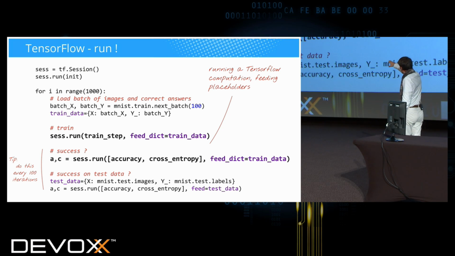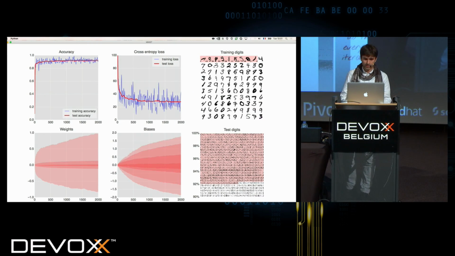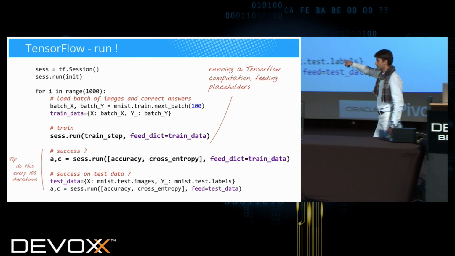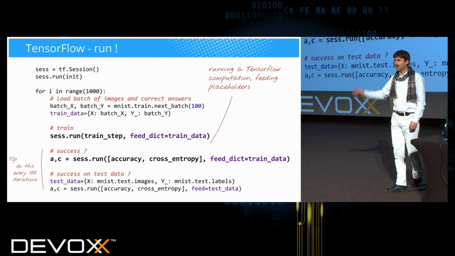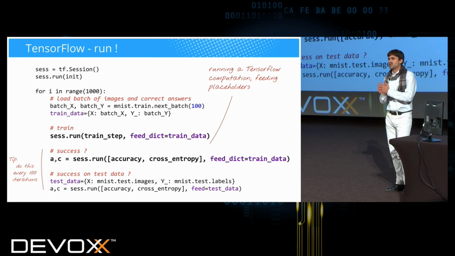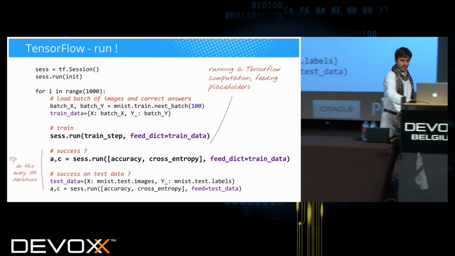We compute the accuracy, the percentage of correctly recognized images, and cross-entropy, both on our 100 training images and also on our 10,000 test images, so that we can display our red and blue curves here. Obviously, don't do the test computation on every iteration. Put a test there somewhere saying every 100, every 1,000 iterations, because processing those 10,000 images is quite expensive. Okay, so that's all there is to it.